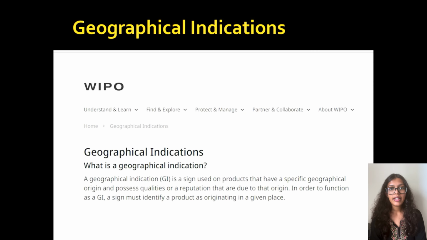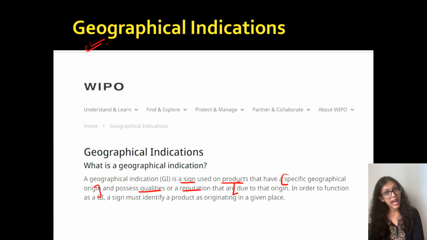Alright, now let's talk about geographical indications. So, WIPO describes geographical indications as a sign used on products that have a specific geographical origin and they possess qualities or a reputation that are because of that geographical origin. So, in order to function as a GI, a sign must identify a product as originating in a given place.